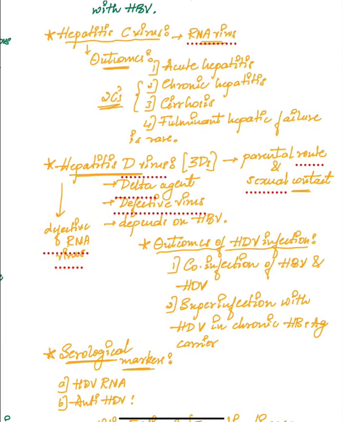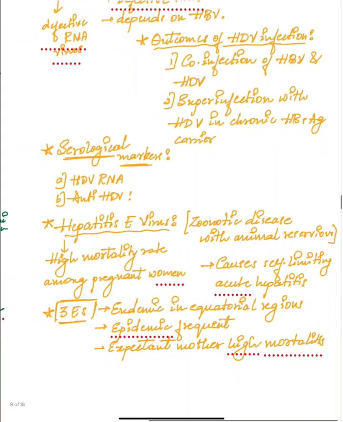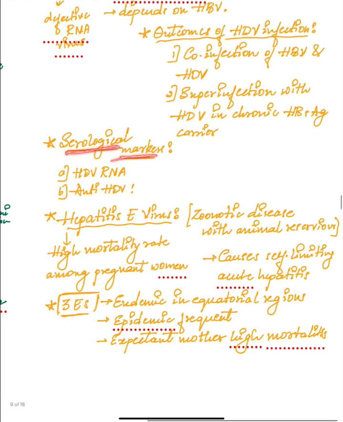Now, coming to HDV infection. It may be co-infection of HBV and HDV, or superinfection with HDV in a chronic HBsAg carrier. The serological markers in this case are HDV RNA and anti-HDV.